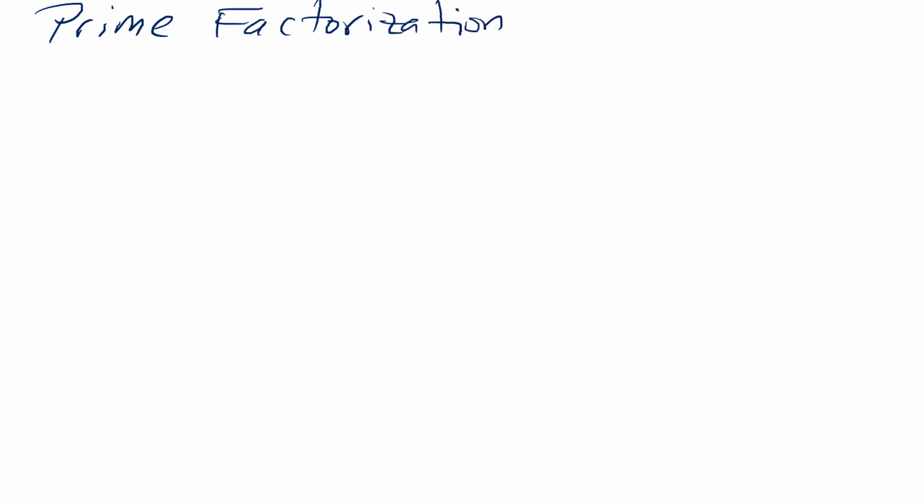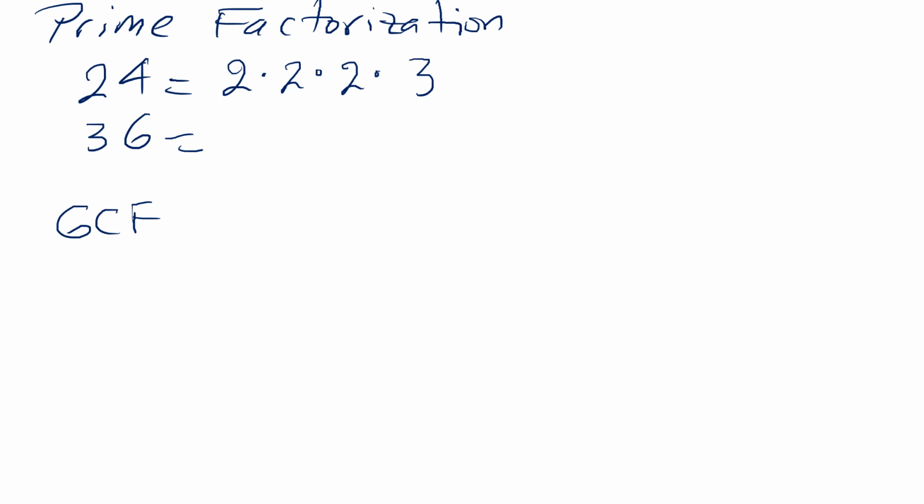So let's say you follow it and you find, for example, for this number, the prime factorization is 2 times 2 times 2 times 3, and you're interested in finding the greatest common factor for these two numbers. Let's say these two. And the prime factorization for 36 gave you 2 times 2, let's say times 3 times 3.